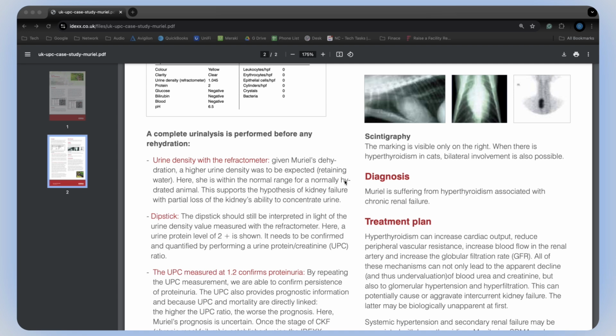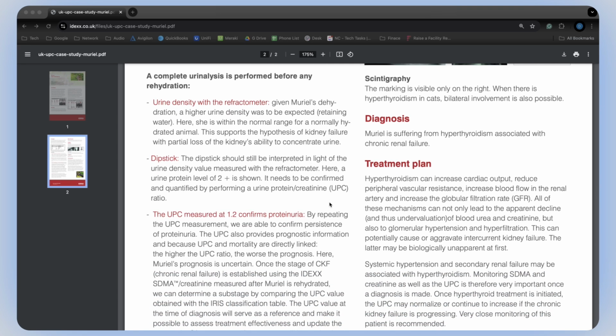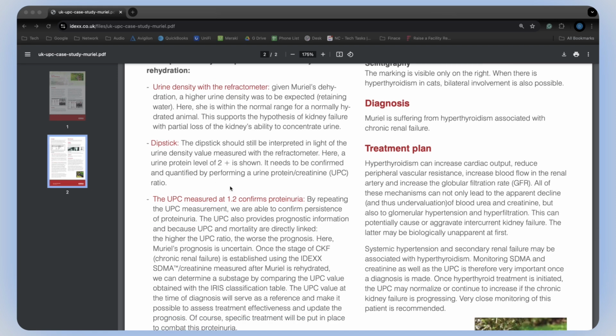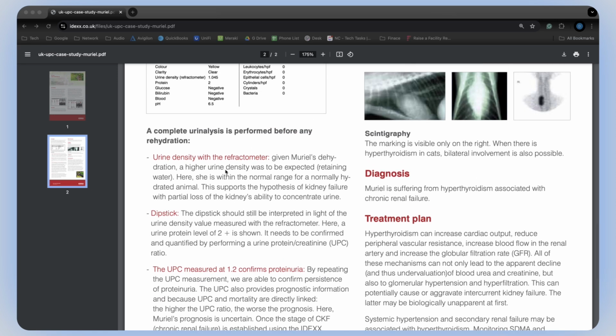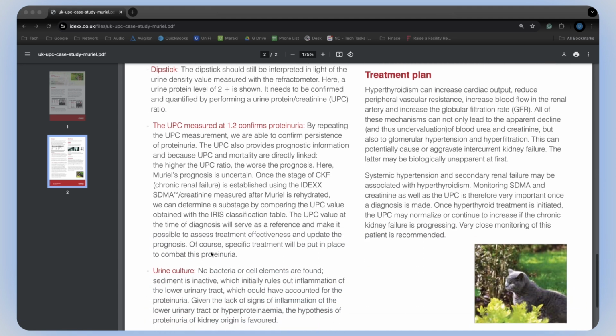So with the refractometer, we were able to hypothesize some kidney failure as well because of the higher density. The dipstick showed a level 2, and it needs to be confirmed. So if we saw the 2 on the protein urinalysis, we then are going to do a UPC, right? Because it's urine protein creatinine ratio. So what did that find?